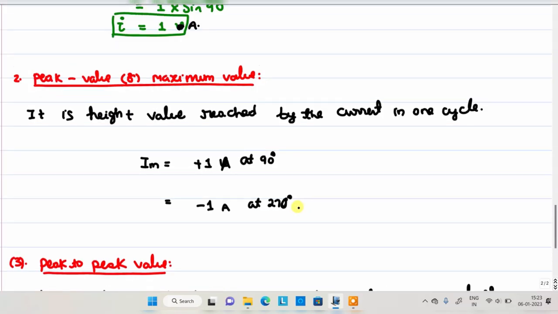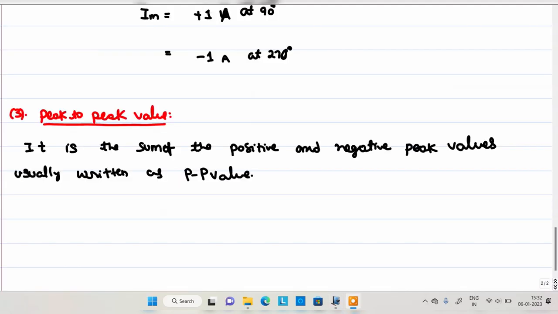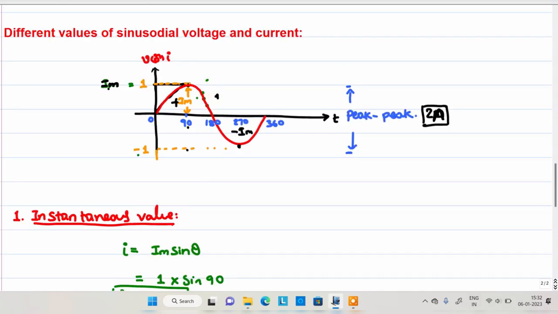So coming to here, the peak to peak value is nothing but the sum of the positive magnitude and the negative magnitude, both together. Here the peak to peak value is 2 amperes, from this particular peak to this particular peak. So 1 plus 1 is equal to 2 amperes. Just now I mentioned the peak value here is 1 ampere. Here the positive peak is 1 ampere, the negative peak is 1 ampere, and the peak to peak is 2 amperes.